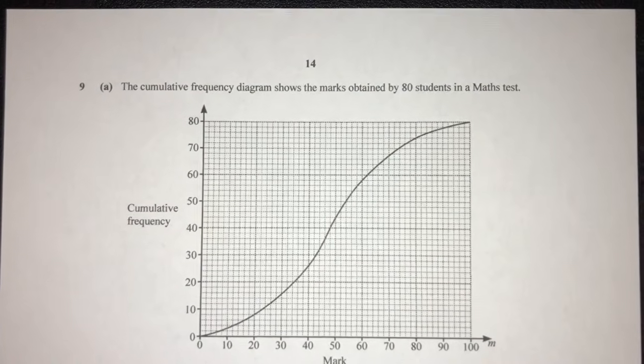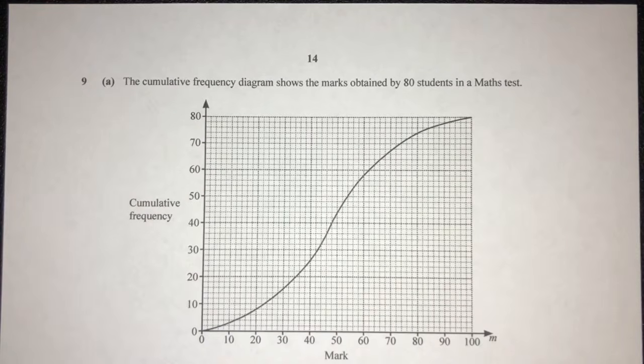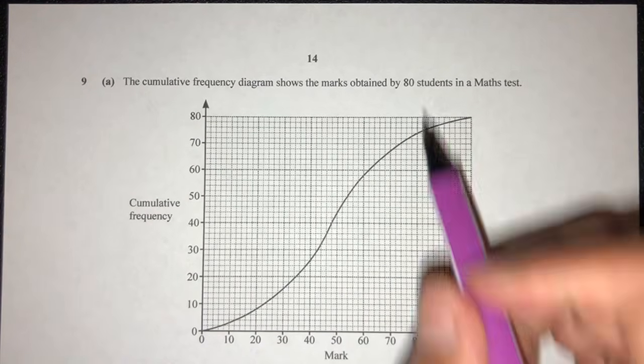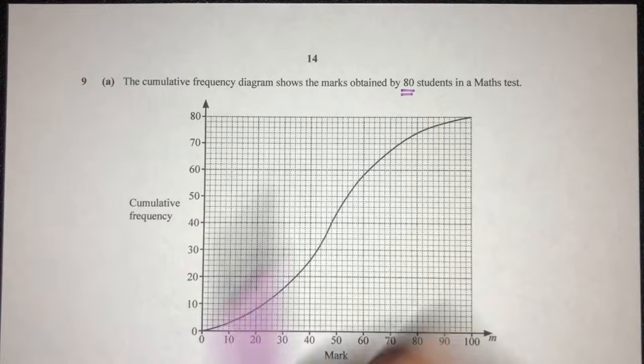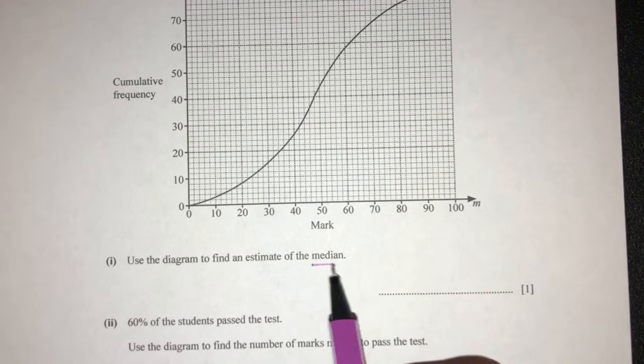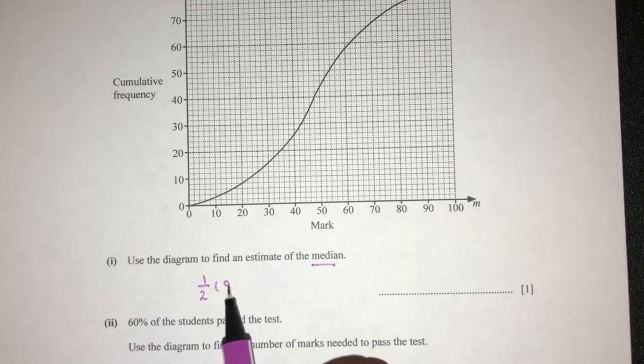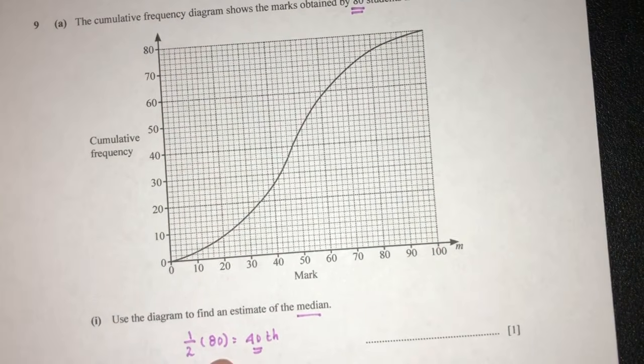Let's move on to question number 9. So here we have a cumulative frequency graph obtained by 80 students. So in total we have 80 people in the math test. Now part 1, we have to find the median. Pretty easy, that is half of the 80, that will be the 40th element. Whenever we use a cumulative frequency graph, we don't add 1 to this one, it will be just the number of students.